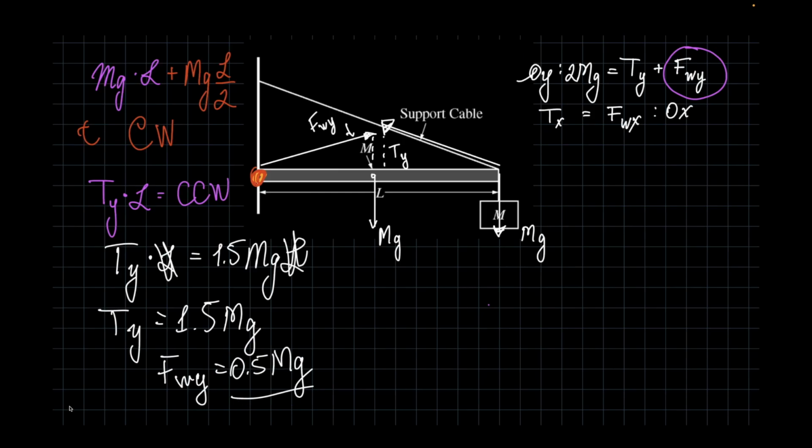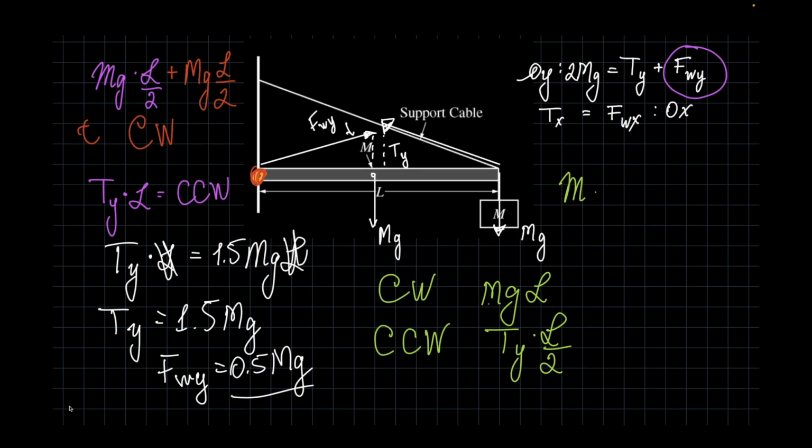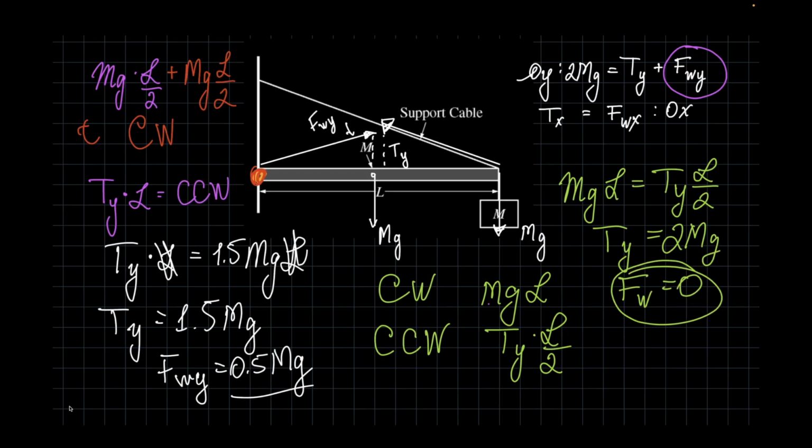One more. Let's try moving both to the center of mass. If we move both to the center of mass, then we have this at a half. So our clockwise torque is now just mgL, and counterclockwise is Ty times L over 2. So then mgL equals Ty L over 2. Look at this magic. Ty equals 2 mg. Then what is the wall? The force from the wall is 0. That's an absolute minimum.